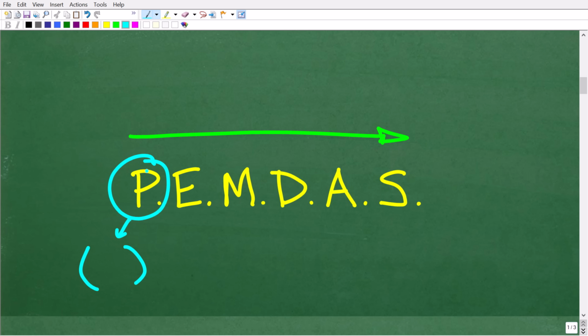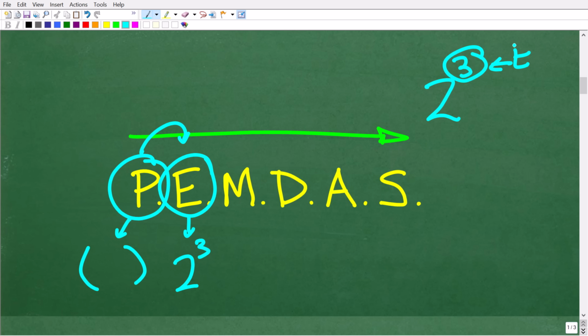All right, so if your math problem has any grouping symbols, this is where you're going to start. Now, if it doesn't, you're just going to move on to the next thing, which is E. E stands for exponents, but really you can think of this as powers. So something like 2 to the third power. This 3 up here is called the exponent, right? So that's what that E stands for. This 2 is called the base, and 2 to the third power means take 2 and multiply it by itself 3 times. Again, not every math problem is going to have parentheses, grouping symbols, or powers, but if it does, you're going to have to do it in this order.